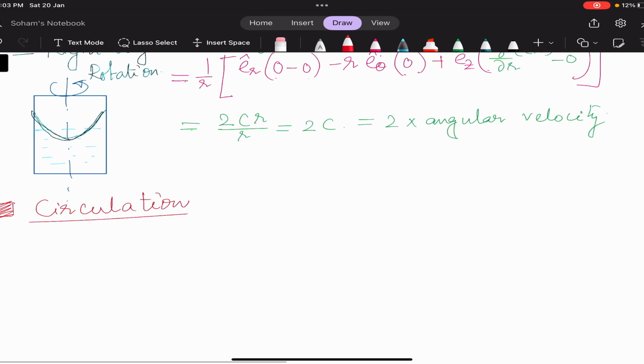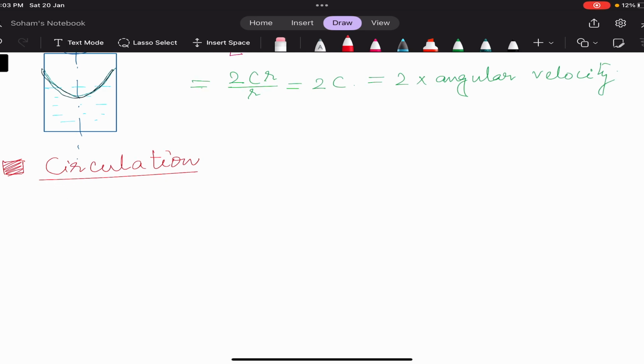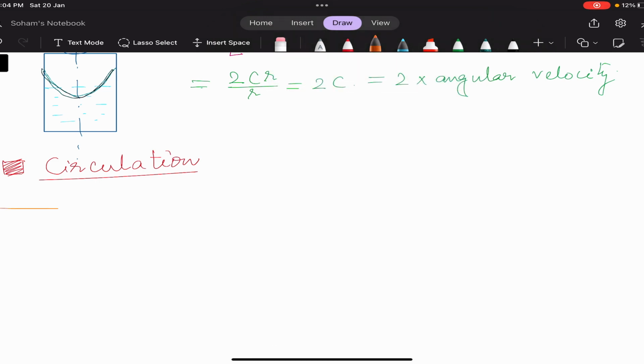Okay, so now what is circulation? Circulation is mathematically defined that if you take a closed contour, then circulation is defined by the contour integral over the closed contour C of v dot dr. Okay, so this is the circulation tau.